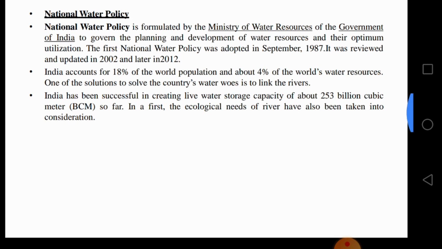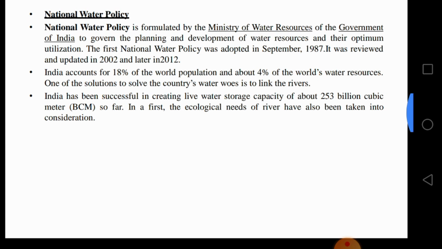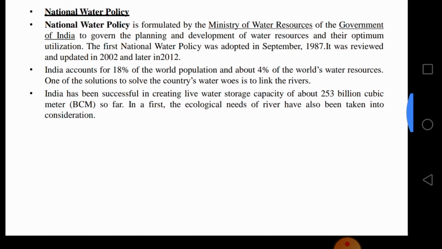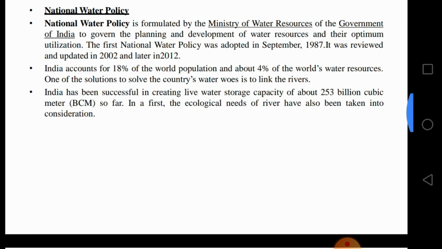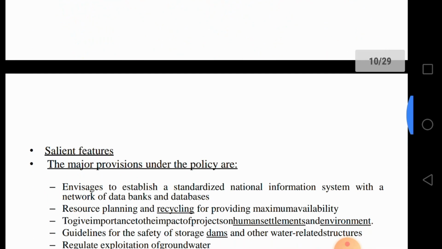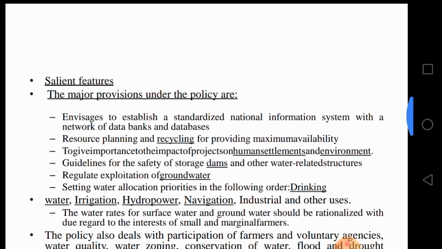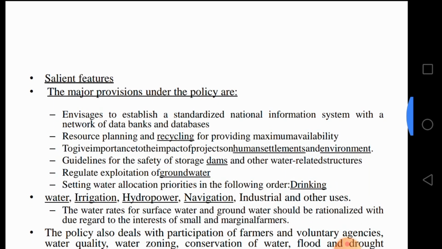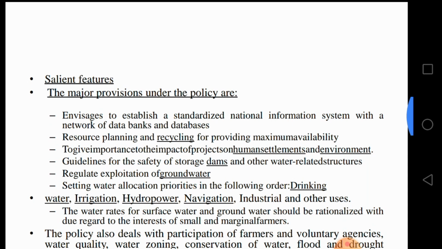Next we'll discuss what the salient features of the National Water Policy are, and how we can manage that. We'll discuss that. And the salient features, the major provisions under the policy. What are the major provisions, what are the salient features?